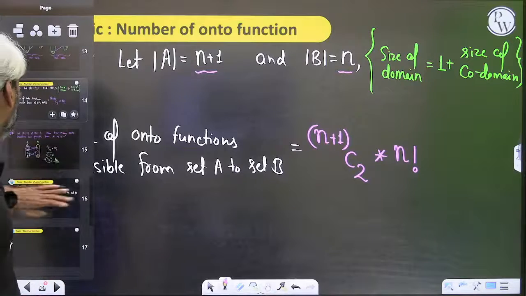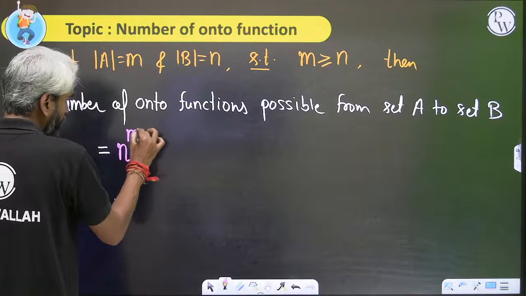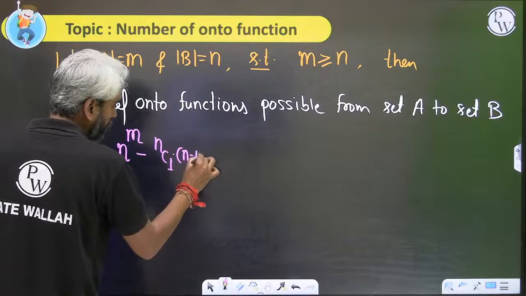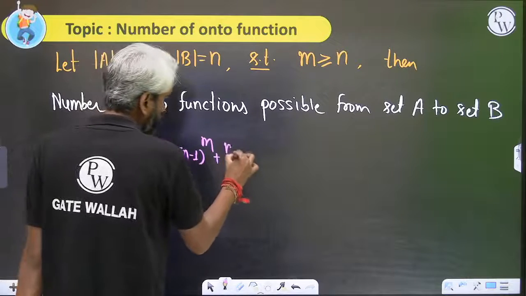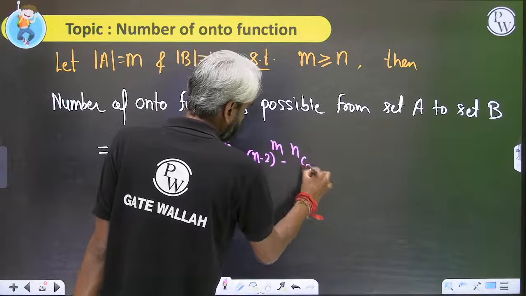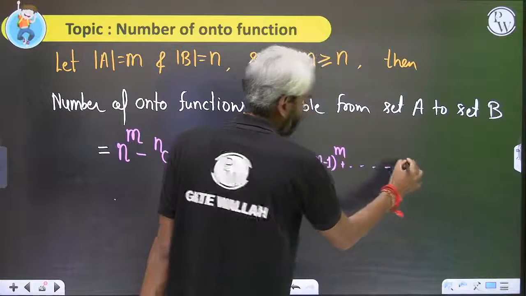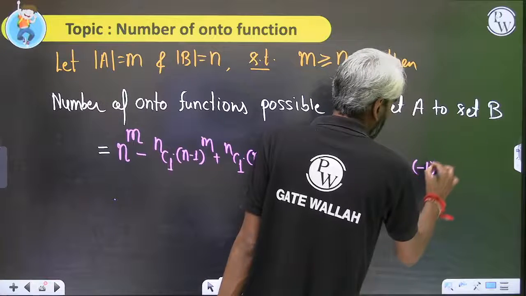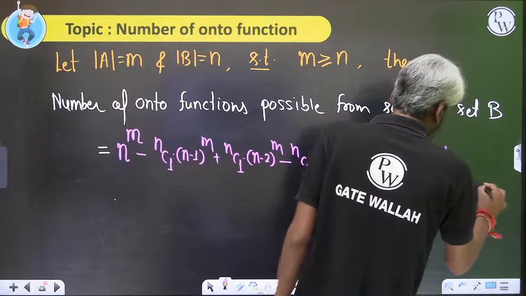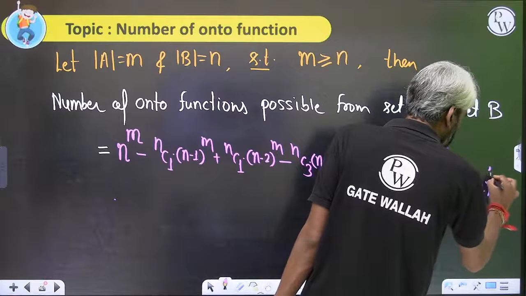Apart from that, for random values of m and n, the number of onto functions possible will be n raised to the power m. Sir, what is this? These are the total number of functions possible, minus nC1 into (n minus 1) raised to the power m, plus nC2 into (n minus 2) raised to the power m, minus nC3 into (n minus 3) raised to the power m. So this will keep going until the last term, which will depend on the value of n minus 1: minus 1 raised to the power n minus 1 into nC(n minus 1) into 1 raised to the power m.